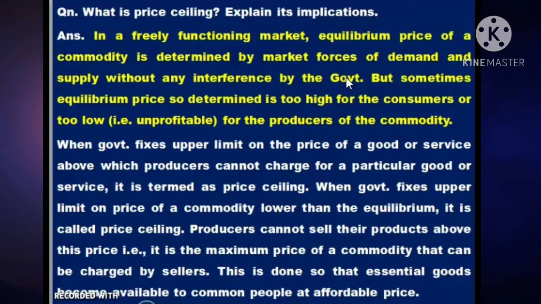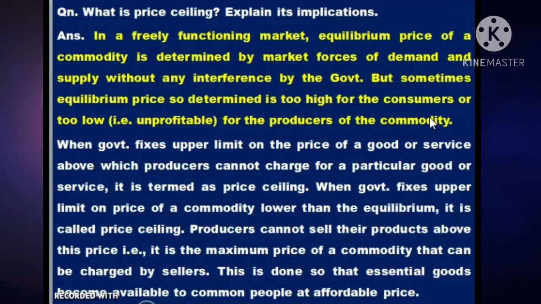The consumer may also have a profitable price. So for that the price will be fixed. This is without interference of the government, a freely functioning market. But sometimes the equilibrium price so determined is too high for the consumer, or too low, that is unprofitable, for the producer of the commodity. So the consumer may feel that the price is too high, and the producer may feel that the price is unprofitable or low. In such a condition the government interferes.